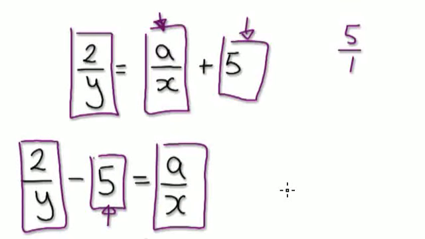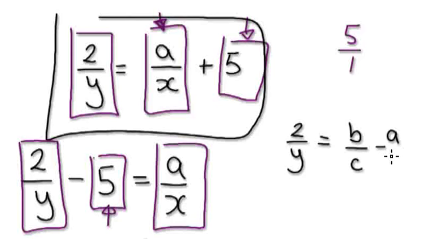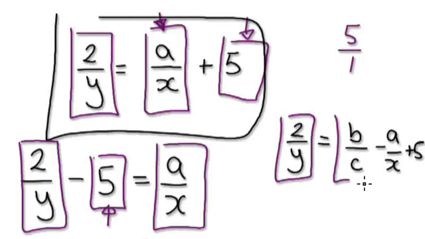Hang on, let's go back to this one here. So when you're given this here, okay. Suppose you're given something like this. Hang on. Let's say 2 over y equals, let's say, b over c minus a over x plus 5. It's getting ugly. So here, visualize it as this.